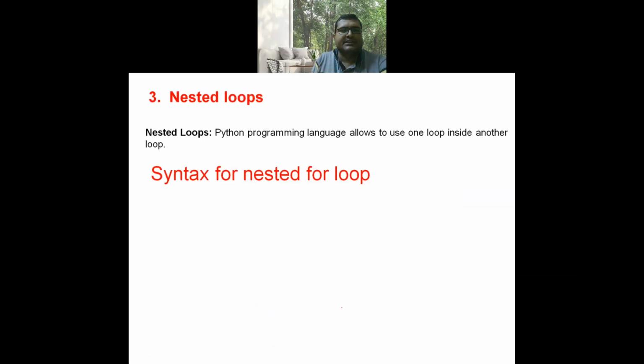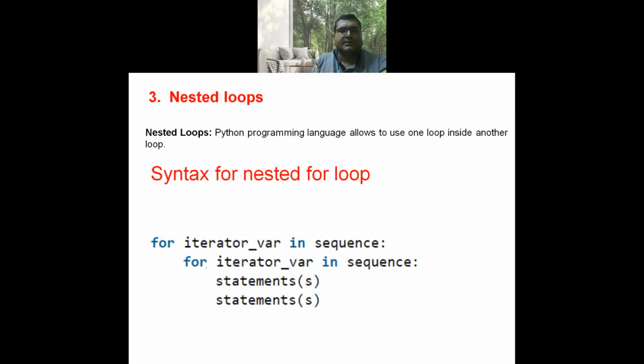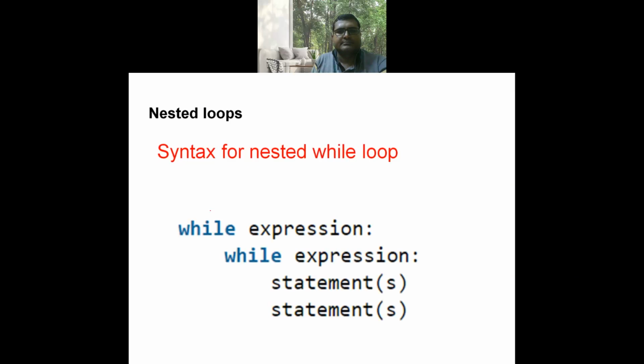Nested loop. Loop within the loop is nested loop. This is the syntax of nested for loop. Nested for loop means here one more for loop is included within the nested block of the first loop, and the sequence of statements gets executed based on the conditions applied in nested loops. Nested while loop syntax.